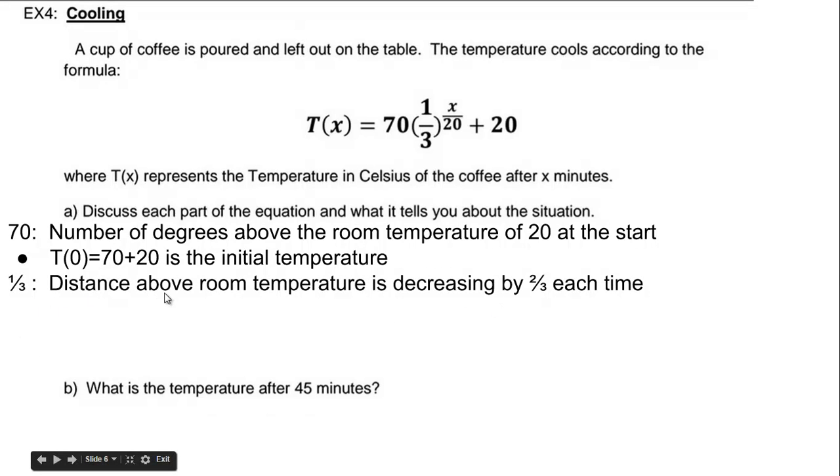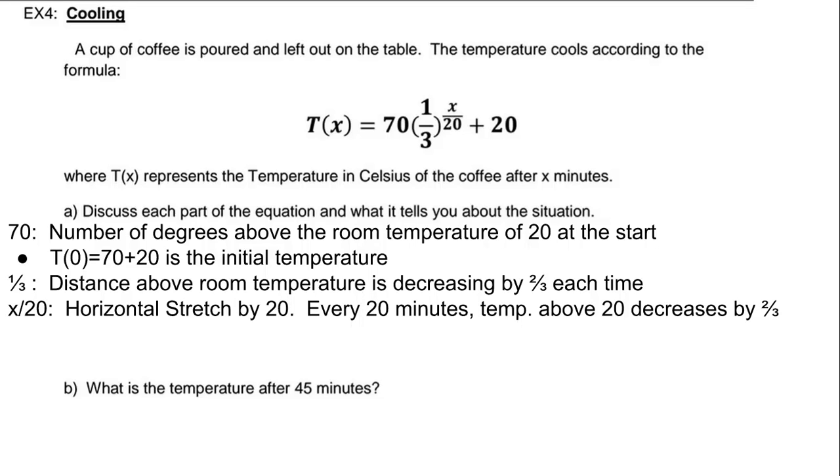1/3, watch out for this, because it doesn't mean you're decaying by 1/3. It's not the whole thing that decays. It's just the 70 degrees. So the temperature above the room temperature decreases by 2/3 every time. Or you have 1/3 left every time.